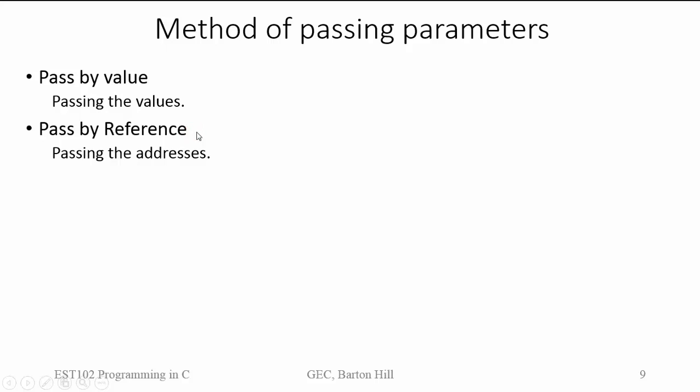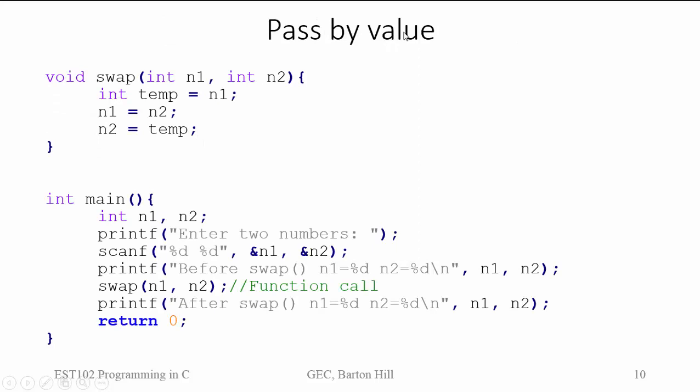Okay, so the first method is pass by value or call by value, and in this we will be passing values, or we will be copying the values from actual arguments to the formal arguments. Now in this program we are trying to swap two numbers, and you'll see how this works.